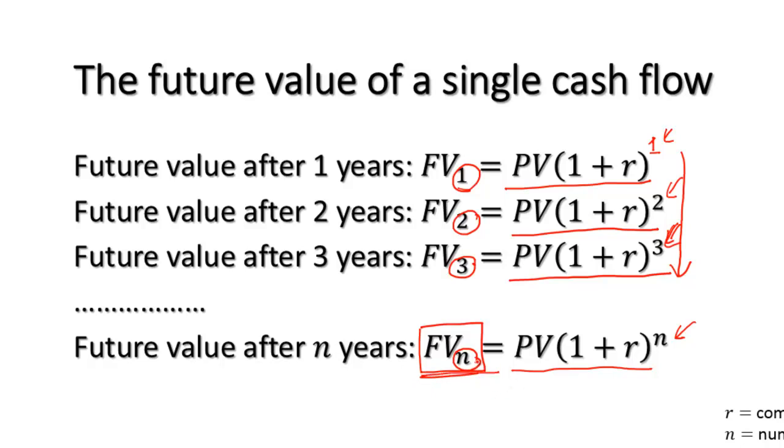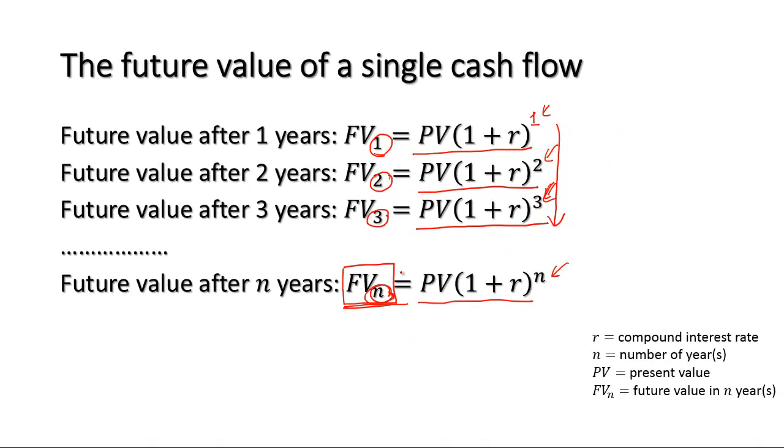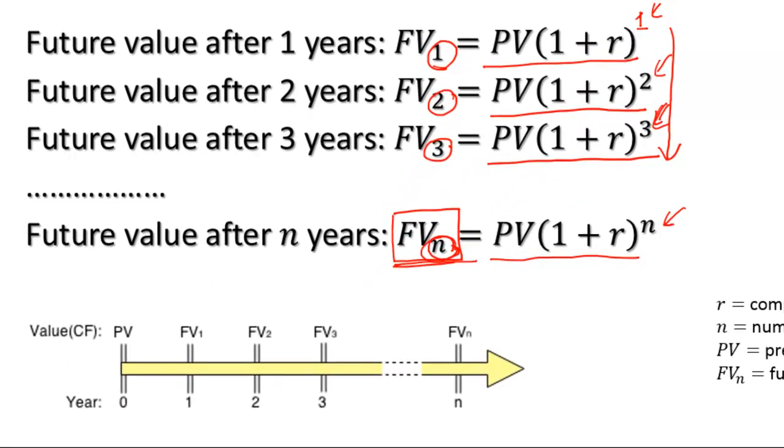That means for any value of n. Let us try to visualize it using the cash flow timeline that we have discussed before. In this timeline, you can see that this PV is representing the present amount of cash flow that we have. Now, if we want to find out the future value after n years, we can use this formula straightforward. If we know the present value, the interest rate, and the value of n, then we can calculate this.